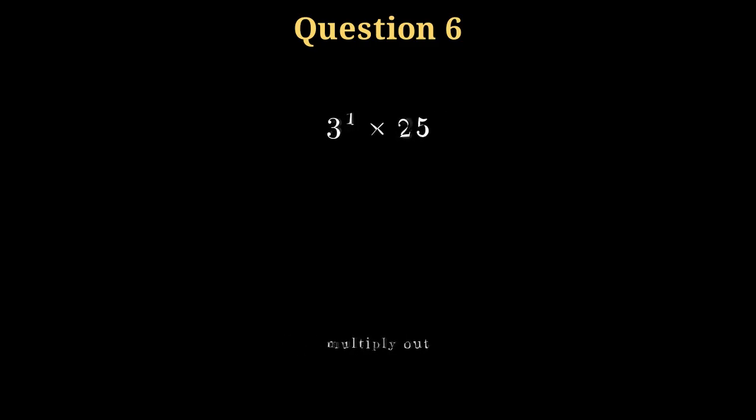3 to the power 1 is simply 3, and 5 squared is 25. And 3 times 25 is 75. So the whole expression simplifies neatly to 75. Well done! That's question 6 complete.